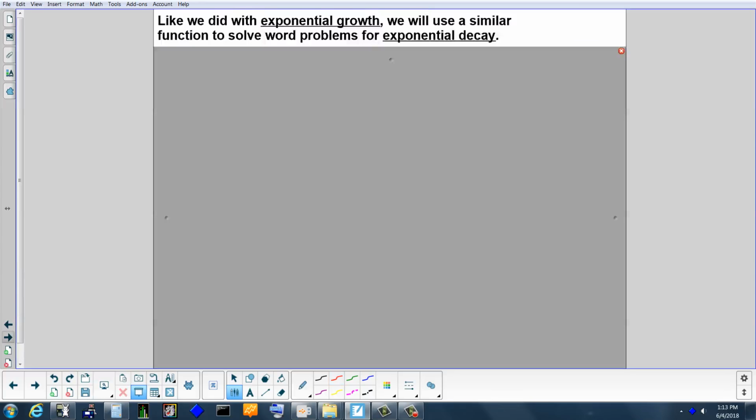So we kind of talked about this a little bit in the warm-up. Like we did with exponential growth, we'll use a similar function to solve word problems for exponential decay.